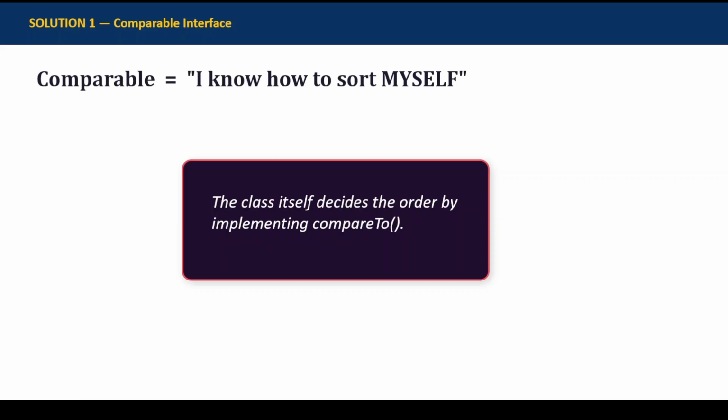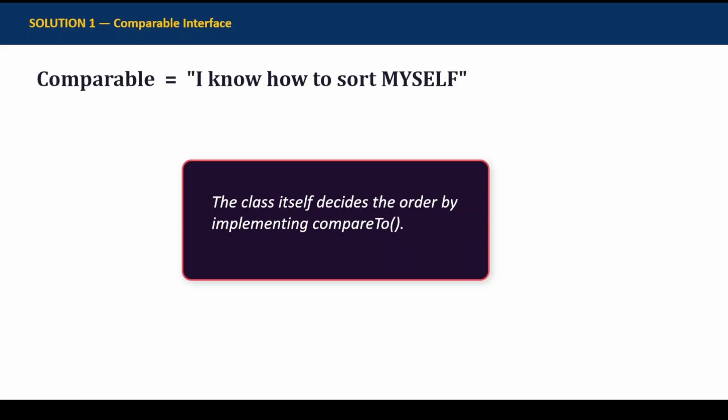First, let's understand Comparable. Imagine every student says, whenever someone wants to arrange us, do it according to the roll number. So now Java will be happy because Java doesn't have to ask every time. Students have already decided the rule. That is called Comparable, which means I know how to sort myself. The object or the class itself decides the order by implementing the compareTo method, which means the object itself decides how it should be sorted.